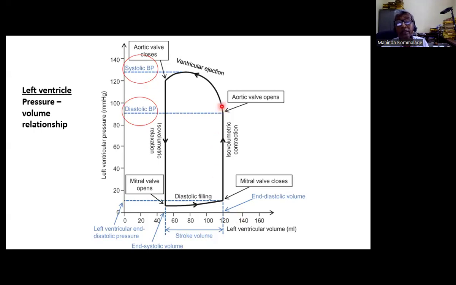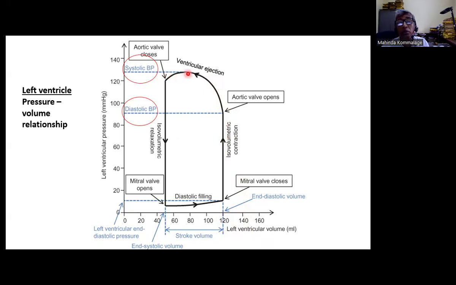You can see this is the volume axis. Ventricular volume reduces first rapidly and then not that rapidly. Yes, ventricular ejection will occur. Aortic valve opens, ventricular ejection will occur. Ventricular volume is reduced because, this is the volume axis, volume is reducing.